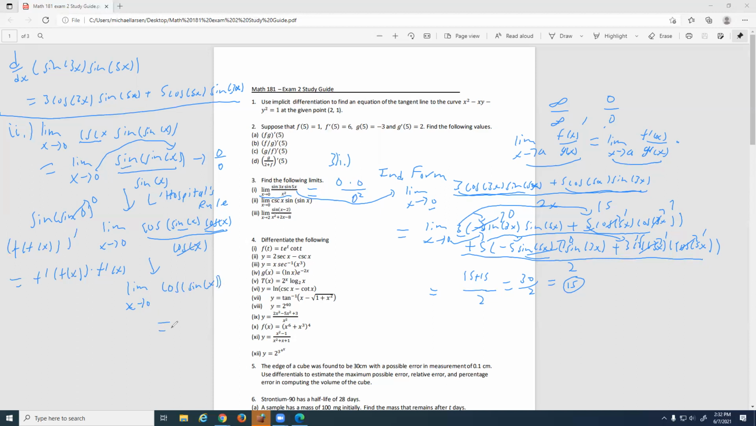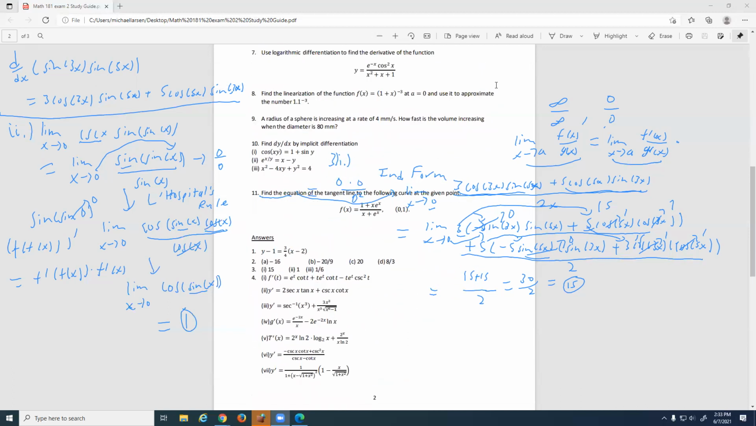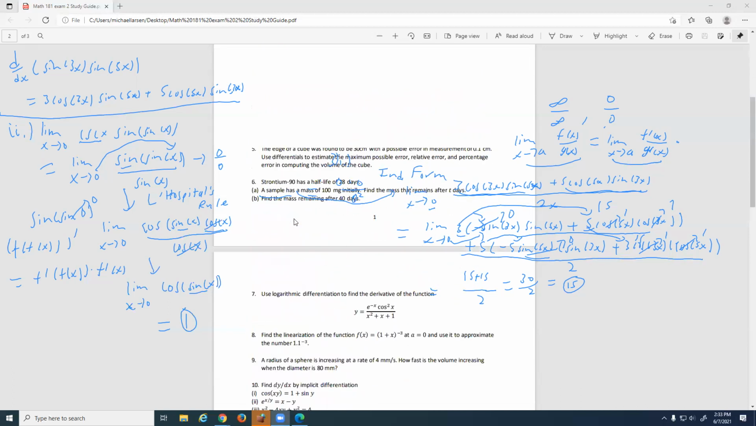All right, and so what's this limit going to be? It would be 1. Yeah, it's just going to be 1 because if we plug in 0 into the sine, we get 0, and the cosine of 0 is 1. All right, cool. So as long as I've done that correctly, hopefully the answer should match up. Yes, 1. All right, cool.